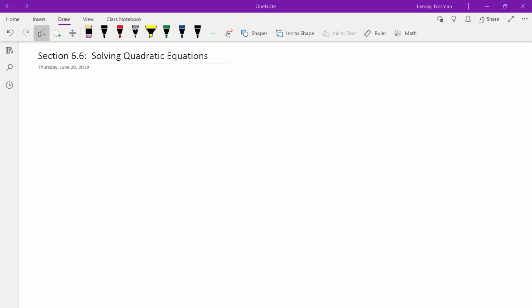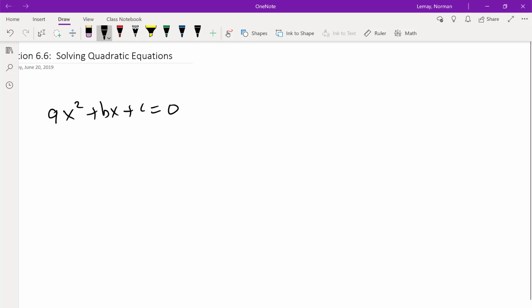So here what we'd like to do is to discuss how we can solve a quadratic equation, and let's just recall that a quadratic equation is in the form ax squared plus bx plus c, and it's equal to 0. But if we have something that's not in this form, then we have to manipulate what we're given to see if we can put it in this form. And then the idea is that we want to solve the quadratic equation.